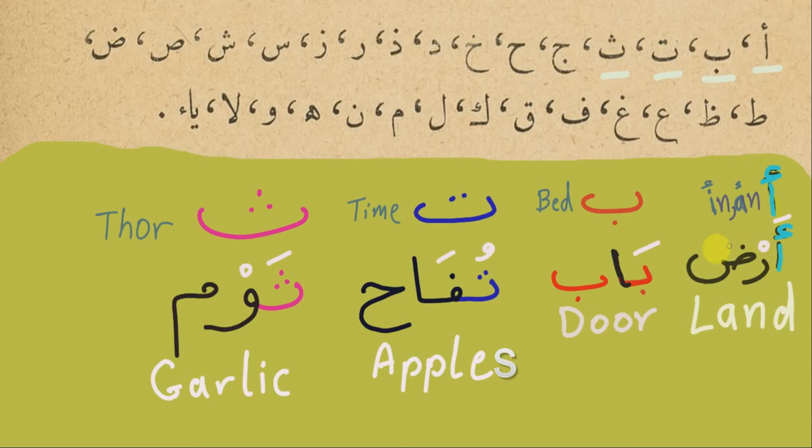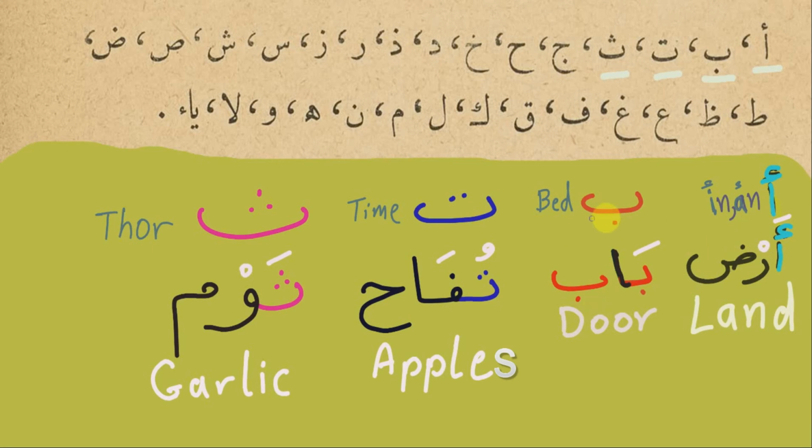Don't worry about pronouncing these now, but it's an approximation to the stressed ta, so try to listen to it. The only way you can get it right is to listen to it and try to approximate it. So this is land, ard.